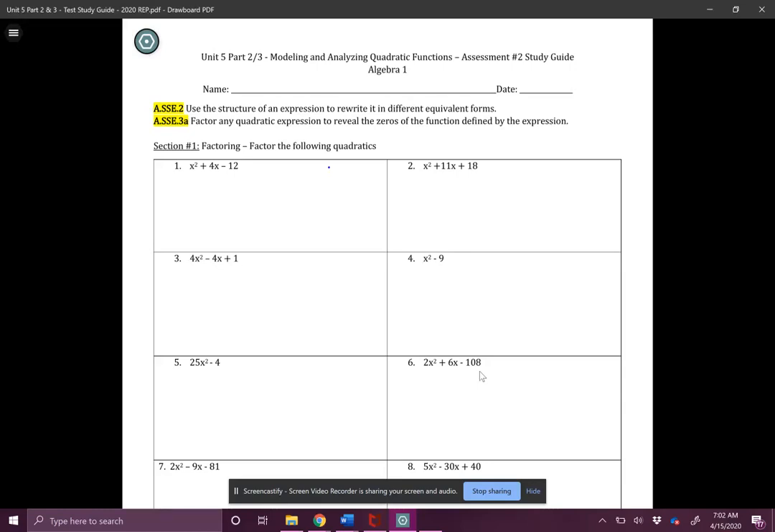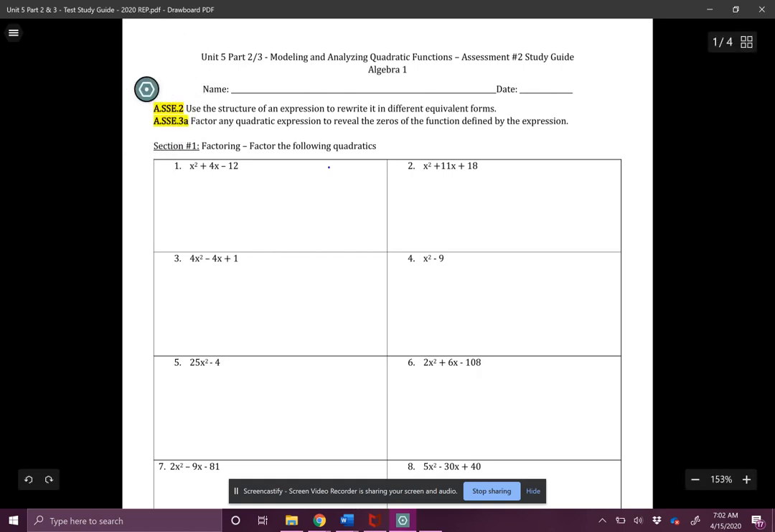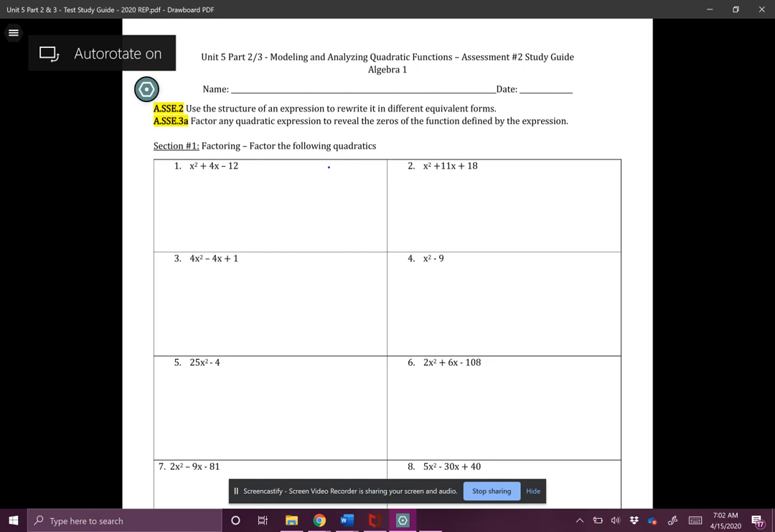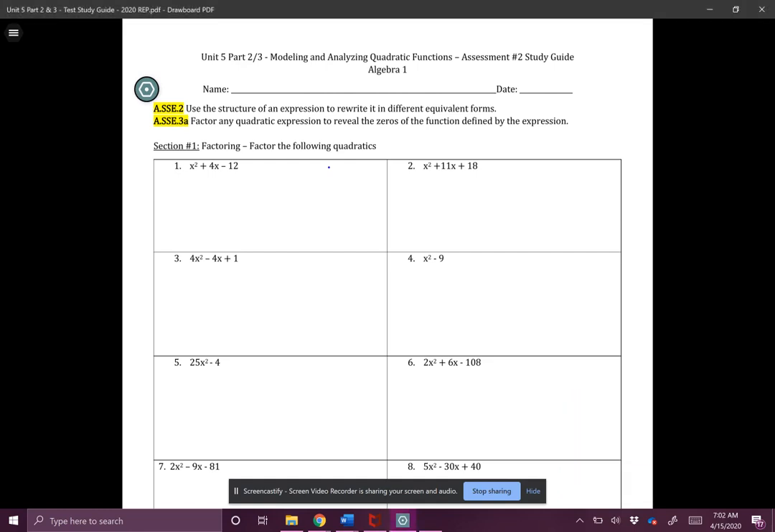Here are the answers to the first few sections of the Unit 5, Part 2 assessment study guide for the quadratics assessment. I'm calling it an assessment, and I'll explain what the test is in just a few minutes. Let's take a look at Section 1, which is over factoring quadratics. When we're factoring, remember what we're looking to do is to get our equation into that factored form with those two parentheses. So let's go ahead and get started.